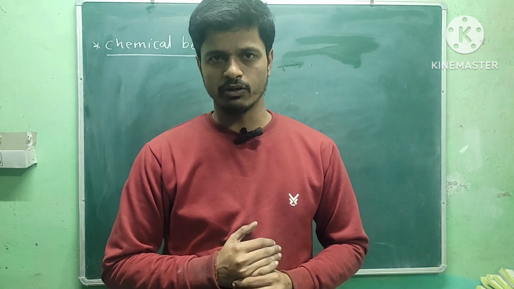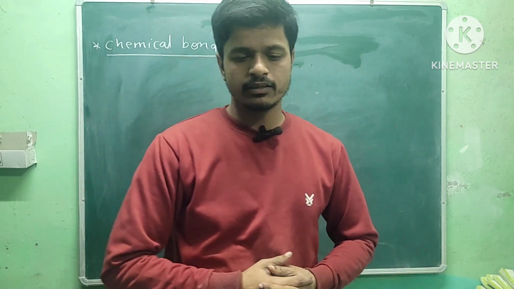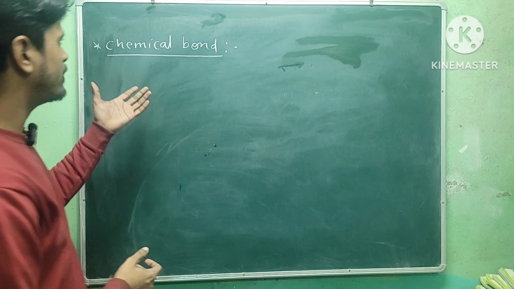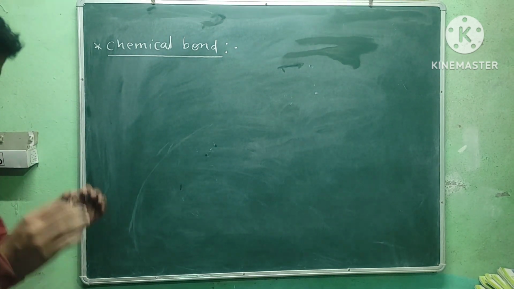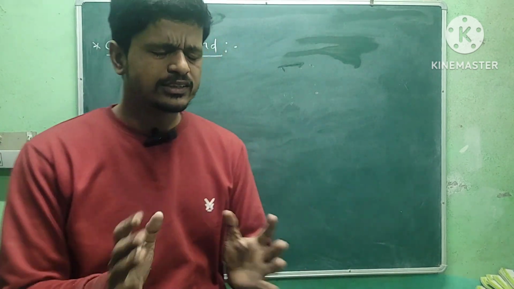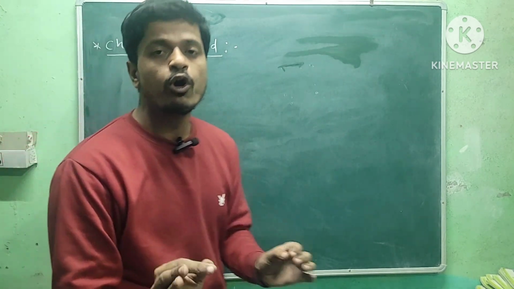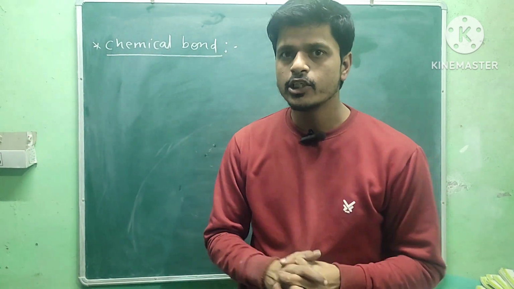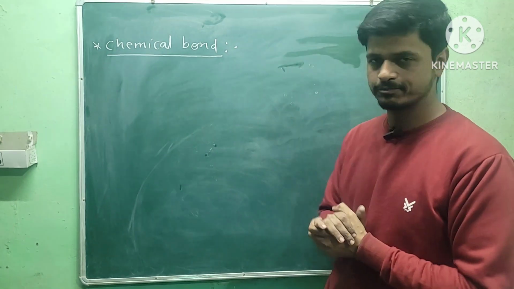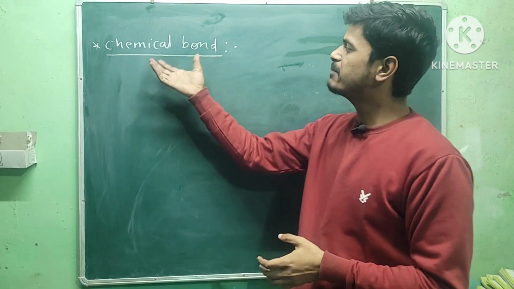What is a chemical bond? Let's understand the chemical bond. A chemical bond is a type of force of attraction between two or more atoms to hold them together. It's called a chemical bond.